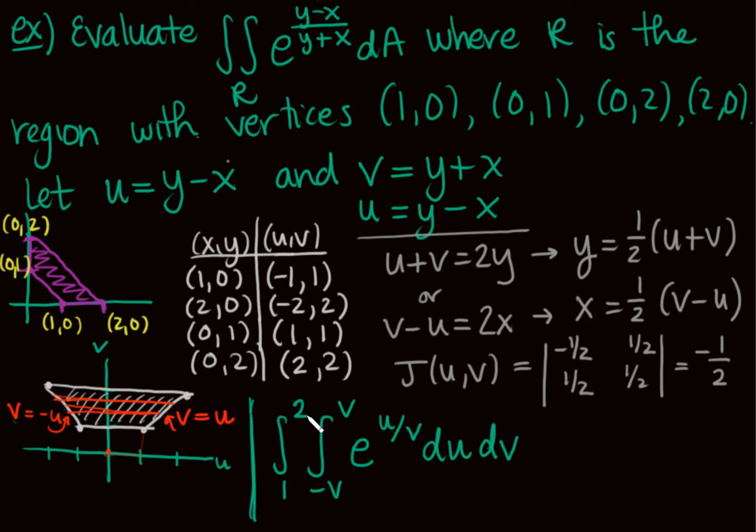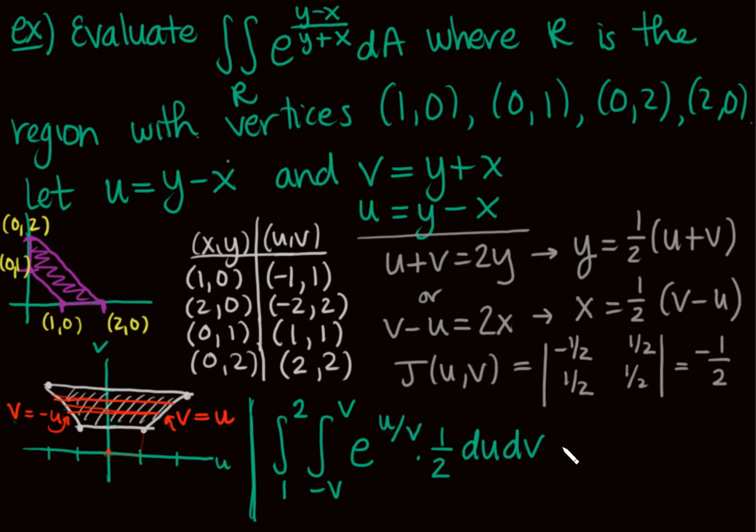And then where is v going from? 1 to 2, and then I forgot my Jacobian, you guys. Can't even say that's your fault because you're not here. Hopefully you were yelling at the screen. 1/2 du dv. I hope that makes sense.